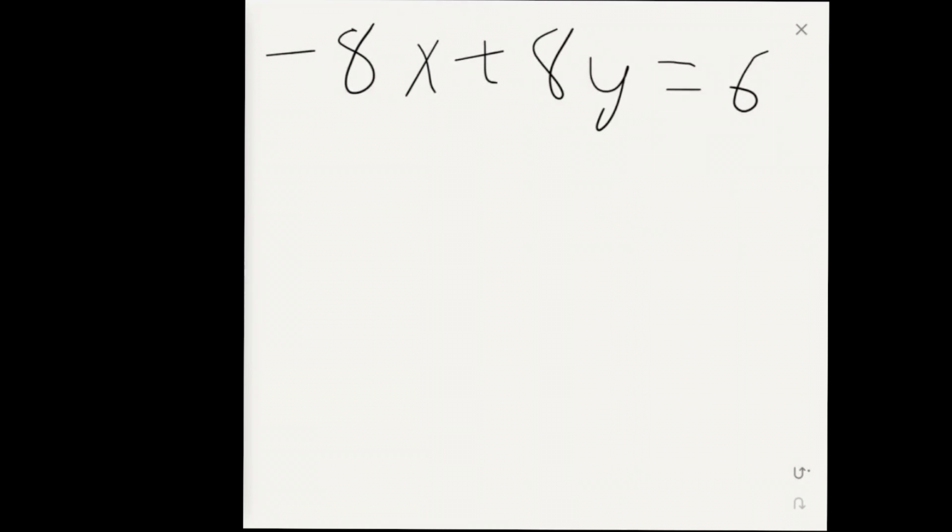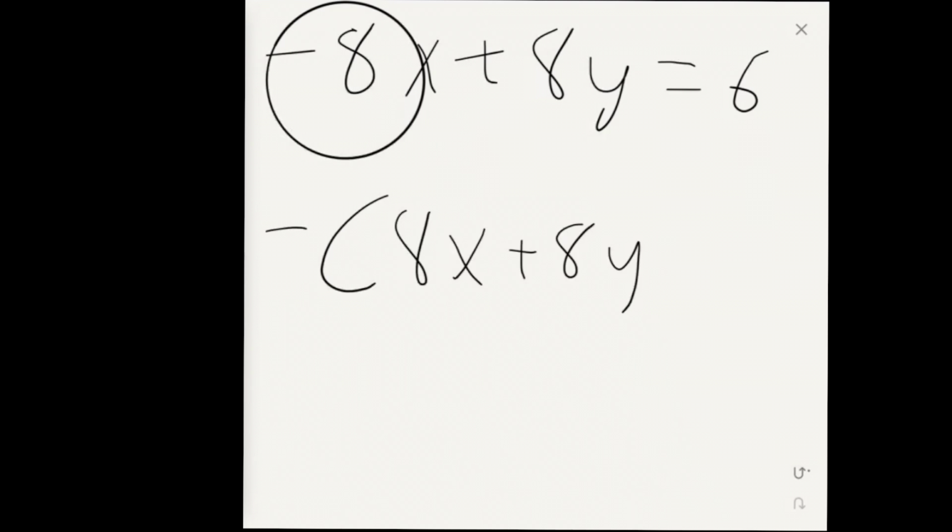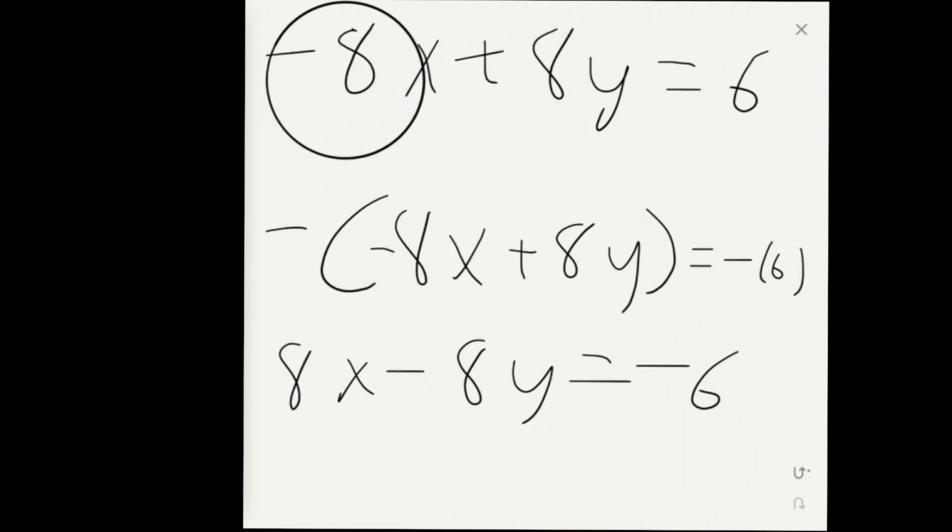Let's take another example. Negative 8x plus 8y is equal to 6. Now, is that in standard form? No, it is not, because there is a negative on the integer next to x. So you have to get rid of that. How do you get rid of the negative? You just multiply both sides by a negative to get rid of the negative on the x. You get 8x minus 8y is equal to negative 6. So that's how you get rid of the negative.